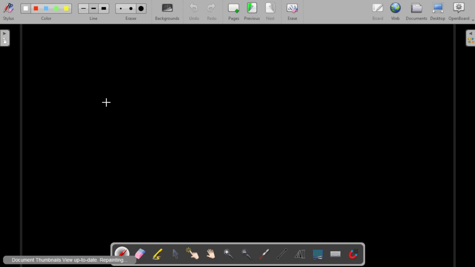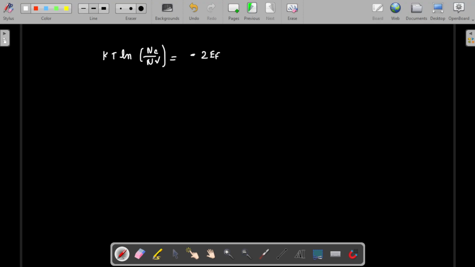Let's go on to the next page and rewrite it. KT ln NC divided by NV will be equal to minus 2EFi plus EC plus EV. Here, EC plus EV divided by 2 will be the mid level, right? So we can divide this by 2, bring this term to this side and this term to the other side.